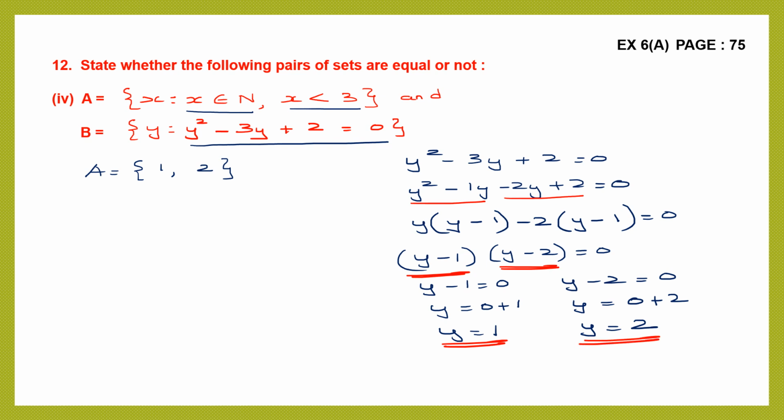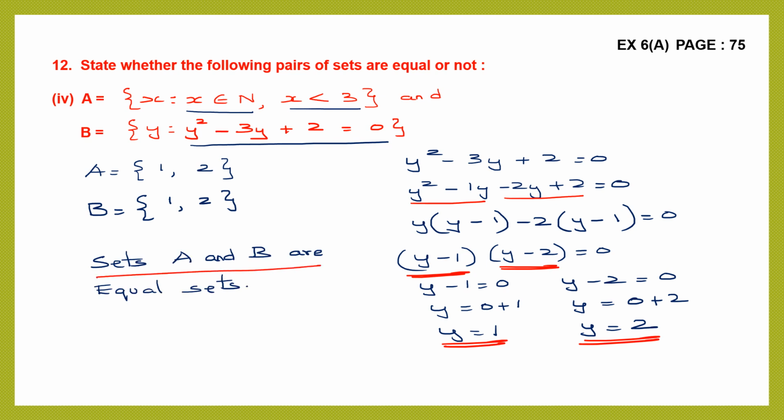So now what does that mean? It means that I found the elements of set B. And what are they? The elements of set B are 1 and 2. So let's write it here, 1 and 2. Now as we can see, set A and set B have the same elements, 1 and 2. That means these two sets are equal sets. So we can write that sets A and B are equal sets.